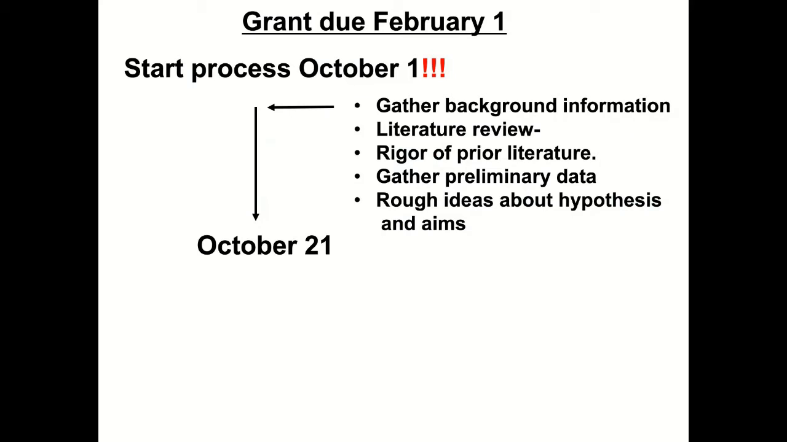Well, first of all, you're going to gather background information, do a literature review, and you want to definitely look at the rigor of prior literature. The NIH is emphasizing this very much now. Rigor and reproducibility is a key thing in evaluation of grants. And in fact, a grant can be rejected if the rigor and reproducibility section is not up to what the study section feels is necessary.